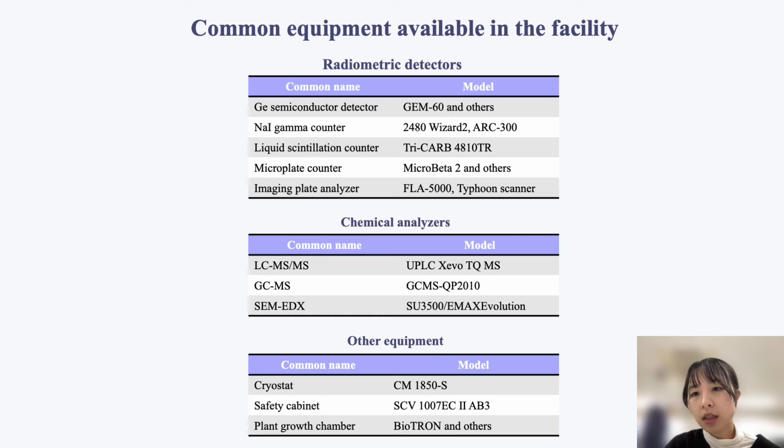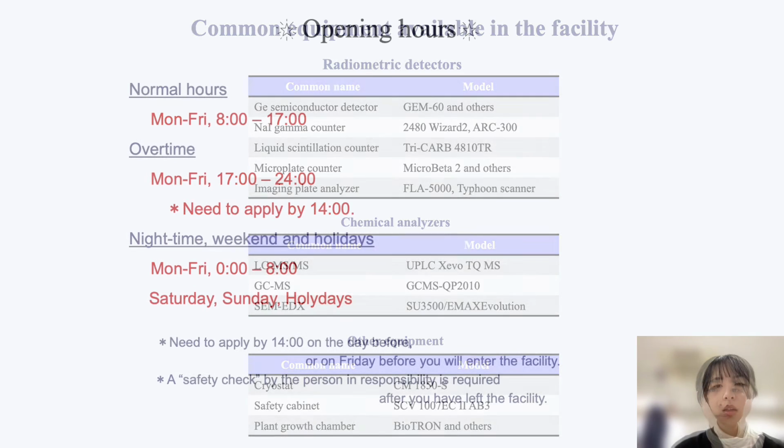There is common equipment available in the facility. In addition to the radiometric detectors, we also have a general chemical analyzer and other equipment. You are welcome to make use of that equipment with guidance from a skilled person.